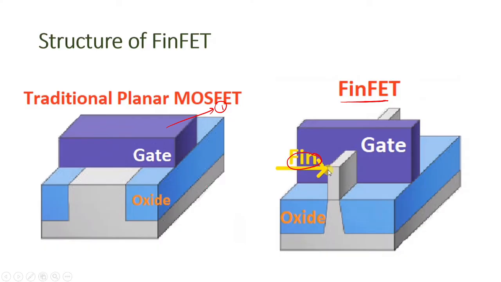Fin is nothing but the channel. In the planar device, the channel is available between source and drain, but here the fin is available on both sides of the gate. So this is one channel, and on this side there is one more channel, and two gates are there between these two channels. This is the basic structure: you have two gates and two channels. This is FinFET, the structure of FinFET.